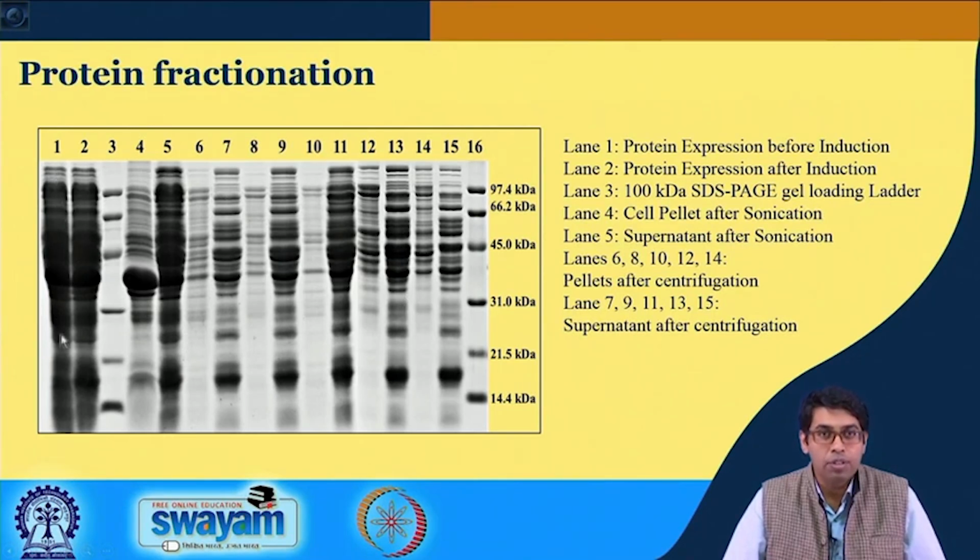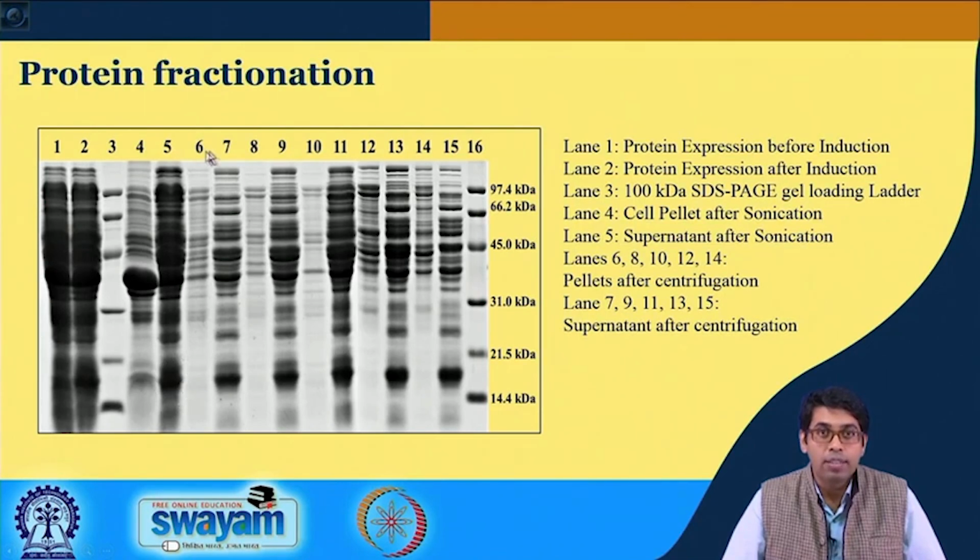The first lane is where the cells were not induced, and the second lane is where the cells are induced. So, you can see this big band that is present here, but it is sort of absent here. This is the molecular weight marker. This is the cell pellet after sonication, and this lane 5 is the supernatant. So, you can see that a very small amount of protein precipitates, most of it is in the supernatant.